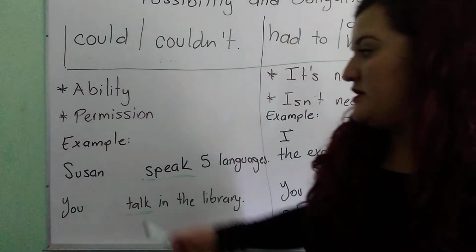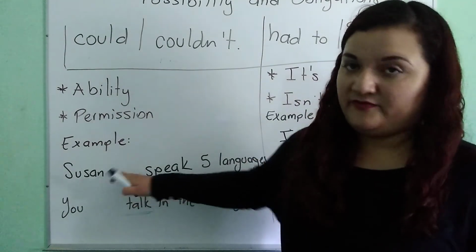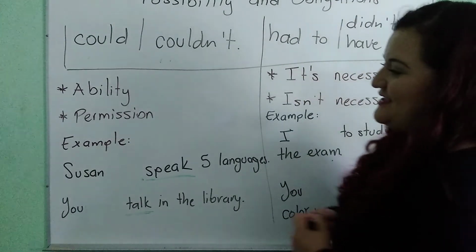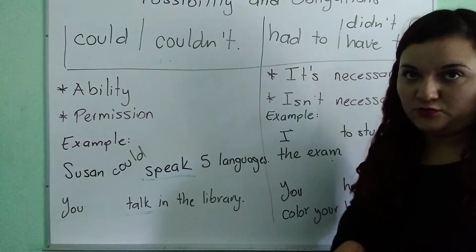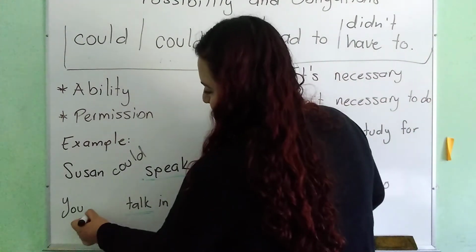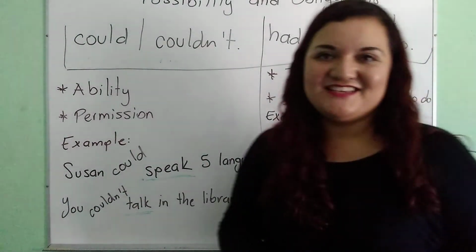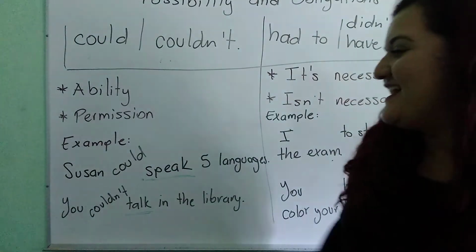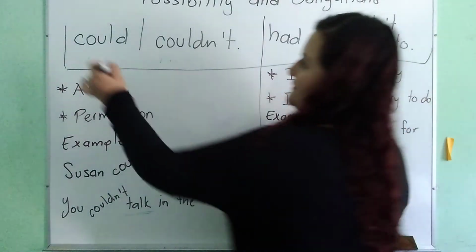Now, how will an example be? Only change the modal verb can into could. I only erase the modal verb can because it's the only thing we have to do. Instead of writing can, we change it into could. Susan could speak 5 languages, and it's the same sentence but in the past. And in this situation, you couldn't talk in the library. Maybe the rule changed or something like that, and now you can talk in the library. We don't know. It's only an example. And this is the only change we have to make for the modal verbs can and could. This is in the past.